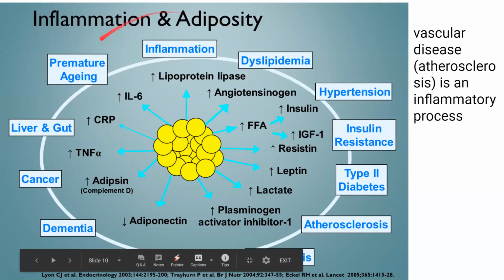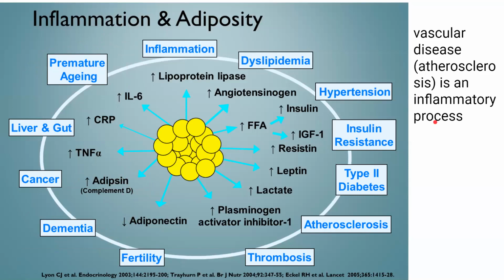Now let's see what adiposity causes, like in atherosclerosis. What are the things that happen? Inflammation and adiposity, these are the things that we see in a typical obese person. All these things are affected. Since there is an increase in lipoprotein lipase enzyme, you see that interleukin 6 and lipoprotein lipase enzyme cause inflammation. So there is inflammation, dyslipidemia, hypertension, insulin resistance, type 2 diabetes, atherosclerosis, thrombosis, lessened fertility, dementia, cancer, liver and gut issues, and also premature aging. Obesity leads to premature aging.